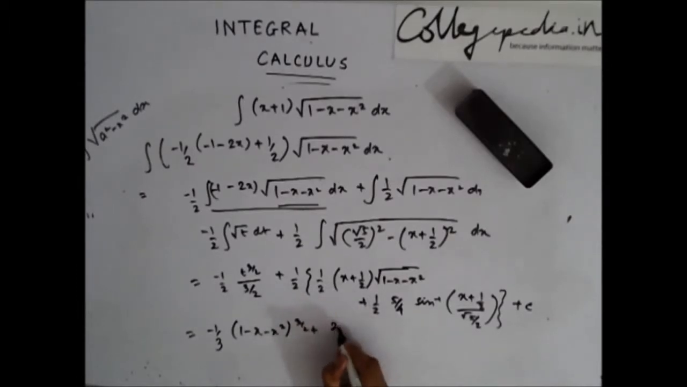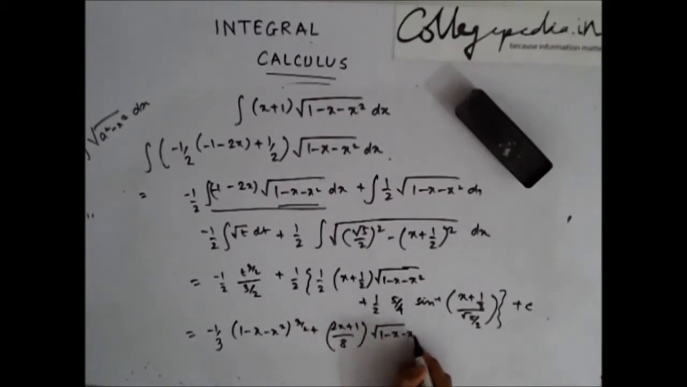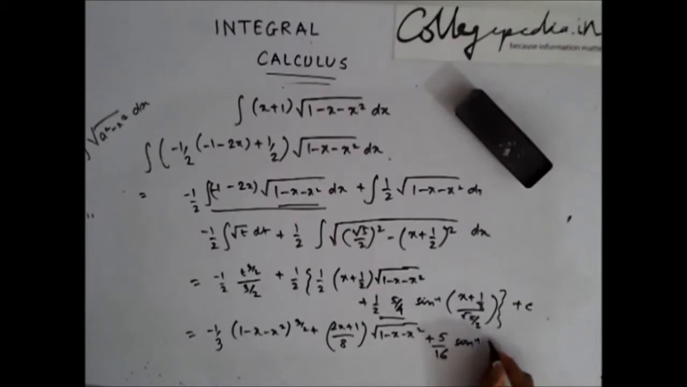This becomes 2x plus 1 by 8 into root under 1 minus x square plus 5 by 8 into 2, 16, sin inverse of 2x plus 1 by root 5 plus a constant c. So this is my final answer.